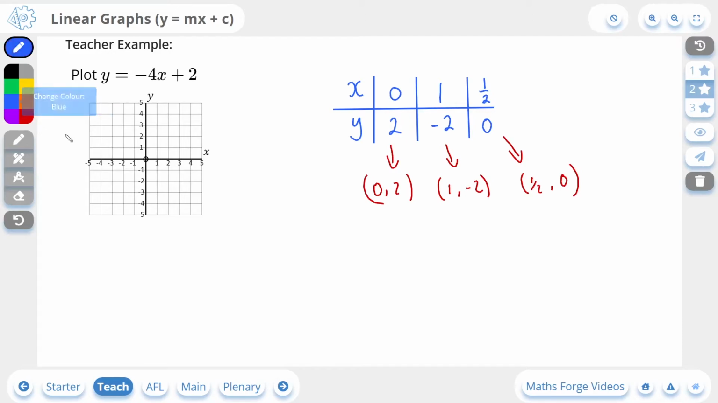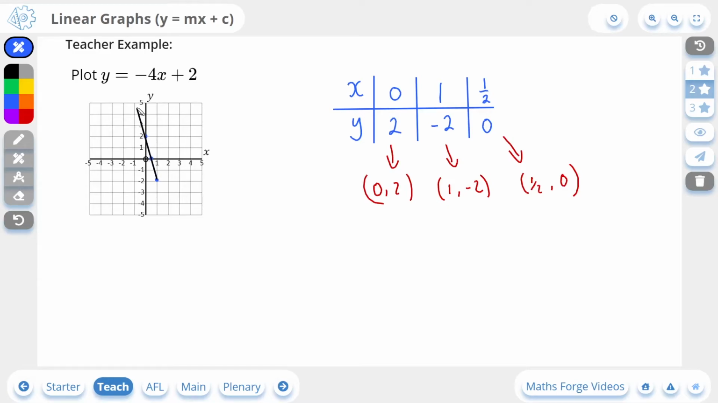So if we plot these coordinates now, the first one is 0 for the x and 2 for the y, so it's here. The next one is 1 for the x and negative 2 for the y, which is here. And the last one is a half for x, so it's here, and 0 for y, which means it's just going to be here.